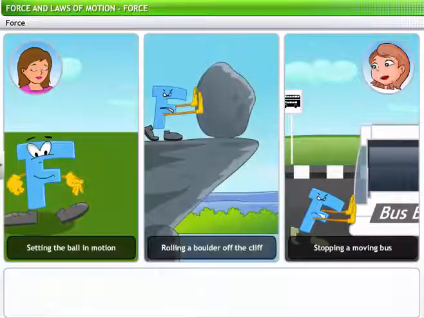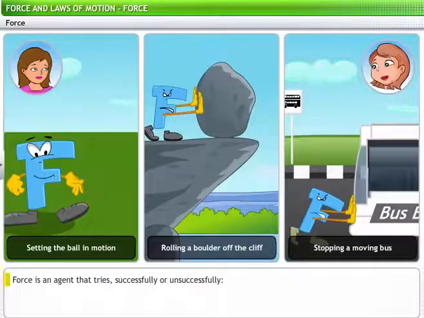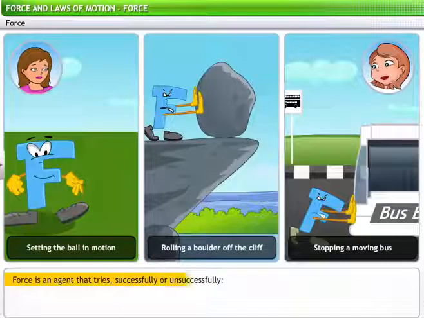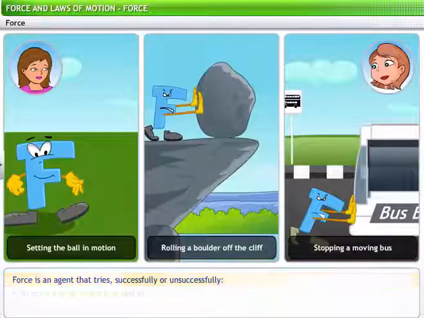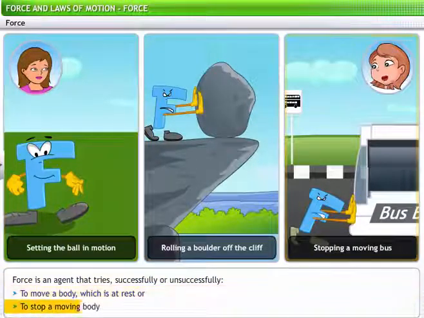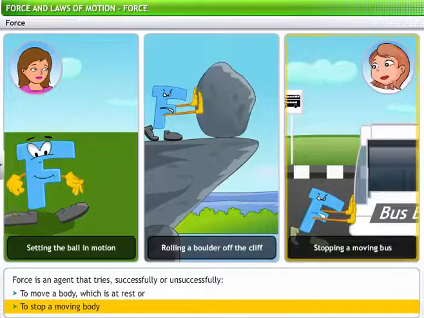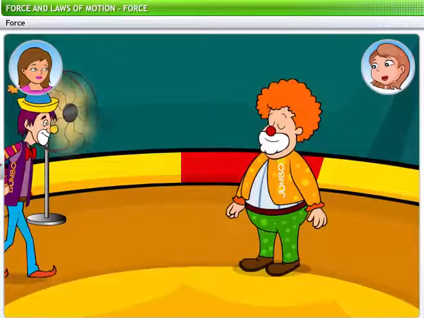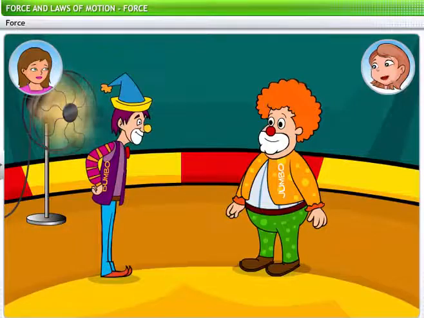Thus, if we use these examples to define force, force is an agent that tries successfully or unsuccessfully to move a body which is at rest or to stop a moving body. Let's go back to Bumbo and Jumbo and their clown act in the circus.